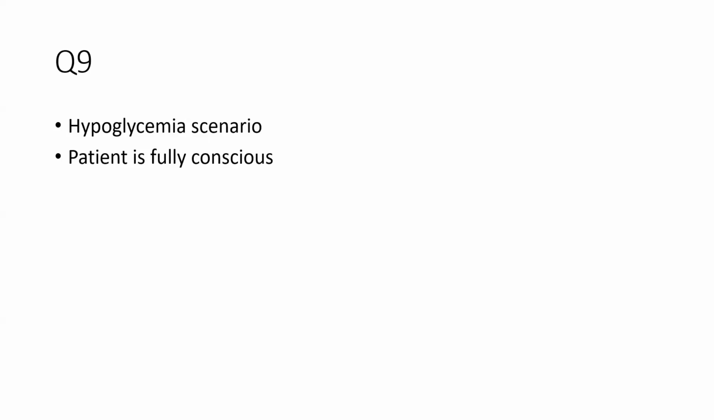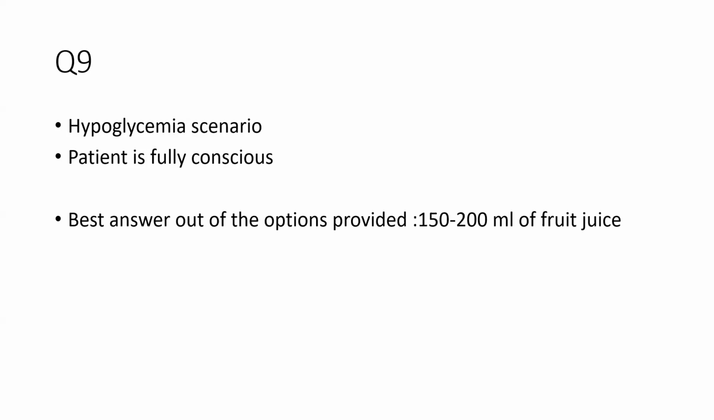Hypoglycemia is very commonly asked as question scenarios. I have done detailed sessions for hypoglycemia. There is a full lecture series on hypoglycemia and its management, and according to guidelines, the different pathways for mild, moderate, and severe. Two questions have come in this exam as well. Patient is fully conscious, diabetic patient, hypoglycemic. What is the best thing to give to this patient? The best answer from the options provided was 150 to 200 ml of fruit juice.